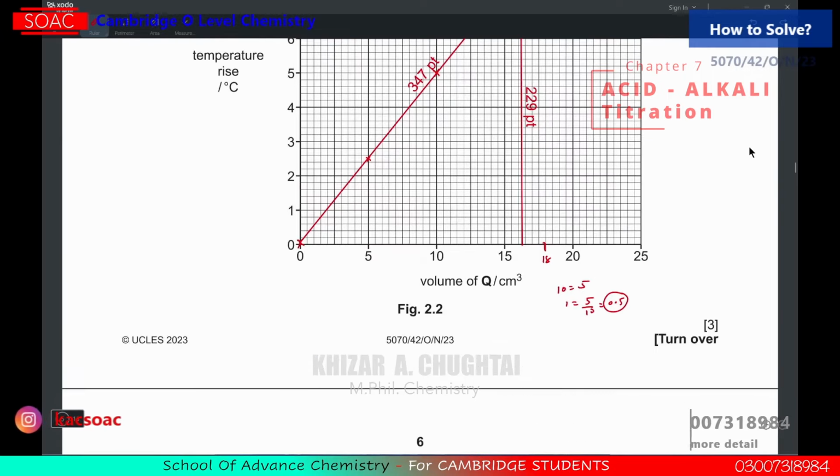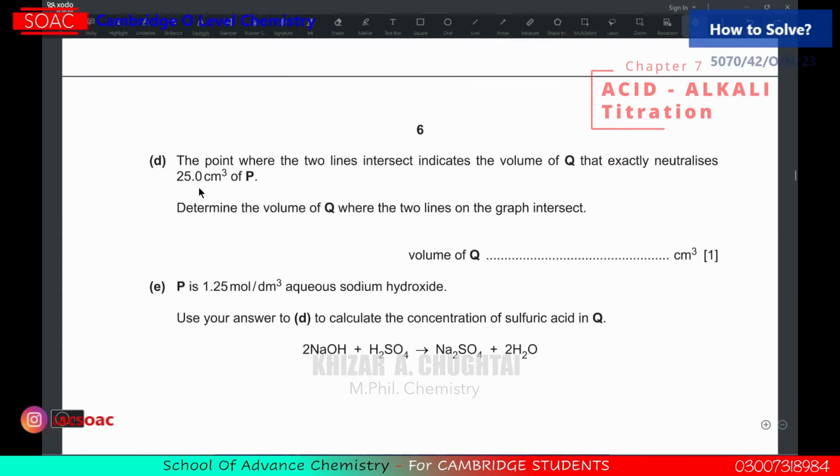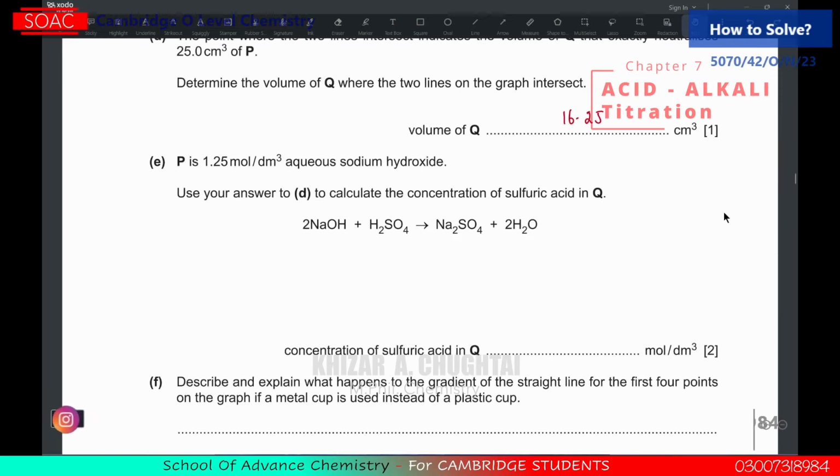So it's roughly equal to 16.25, you can say. It's maybe 16.25. The point where the two lines intersect indicates the volume of the Q that exactly neutralizes 25 centimeter cube of P. Determine the volume of the Q where the two lines of the graph intersect, that is 16.25 according to my rough calculation that has been made on this laptop.